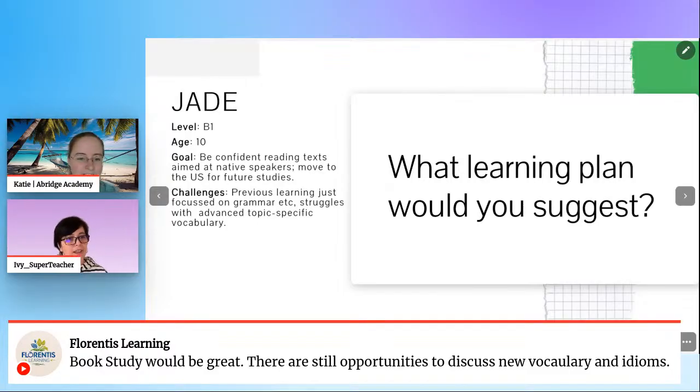Comment here from Florentis Learning: book study would be great. Yes. And I like that because you mentioned things like grammar. She finds grammar a bit boring. She probably doesn't want general core lessons. But through book studies and creative writing, there are opportunities to practice and consolidate some of that more formal learning, while developing broader English skills. Definitely. Should we have a look at what Ivy actually did?